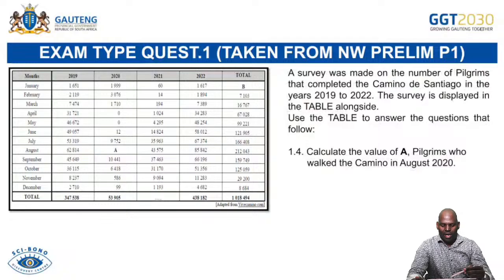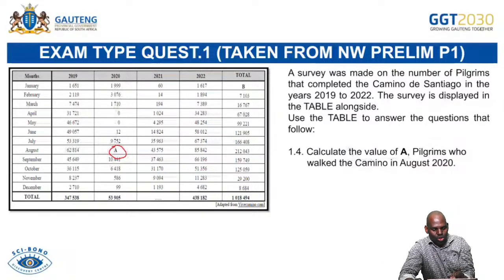Okay, and then 1.4, it's calculate the value of A. Now we need to check in our table, there is the value of A. Calculate the value of A, the number of pilgrims who walked the Camino in August 2020. We don't know what that number is. But if you look at this, there are two ways of doing it. There's more than one way of getting the answer. Some of you might use this total. Okay, you take this total and you subtract 1, 2, 3 totals. Or some of you might use this total for 2020 and you subtract all these values.